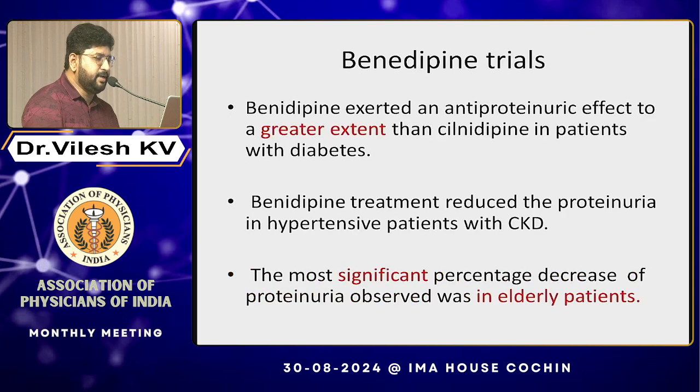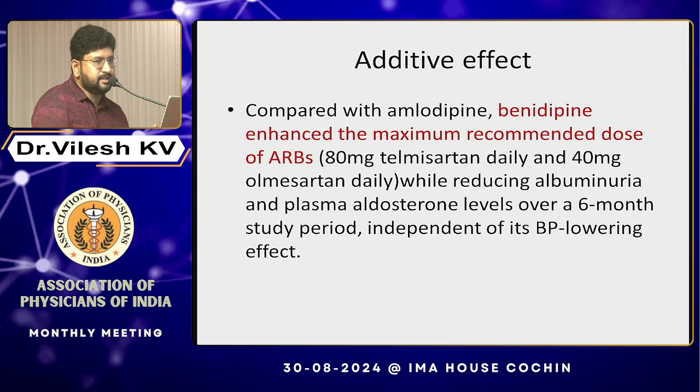Now coming to some benidipine trials, benidipine exerted an antiproteinuric effect to a greater extent than cilnidipine in patients with diabetes. And not only did the treatment reduce proteinuria in hypertensive patients with CKD, it also had a significant effect in elderly patients too. So they can be a choice in elderly patients as well. The additive effect, that is when benidipine is combined with a full dose of ARB like 40 milligrams of olmesartan, definitely showed reduction in albuminuria and plasma aldosterone levels at the end of 6 months, which had an additive effect. So that effect was piled up, or you can say synergistic, when this drug was added to it.